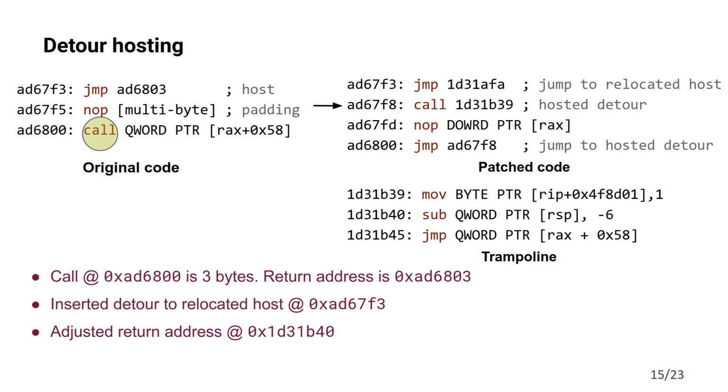Note that padding bytes were overwritten in the process. The call detour will target the trampoline, where coverage data will be updated as usual. However, we now have to adjust the return address to match the one of the original binary. Finally, the original call instruction is rewritten to a jump instruction with the same effect. In this way, detour hosting allowed us to reuse the space already available in the binary, without a significant increase in the overhead.